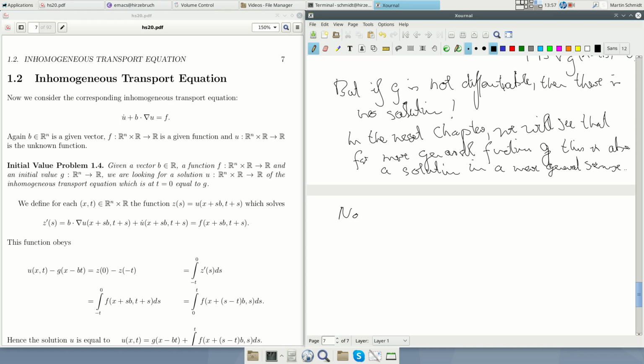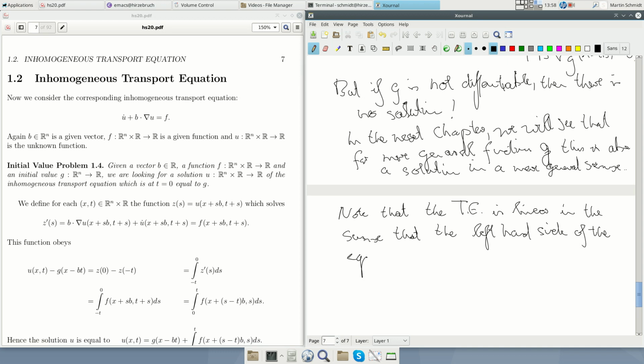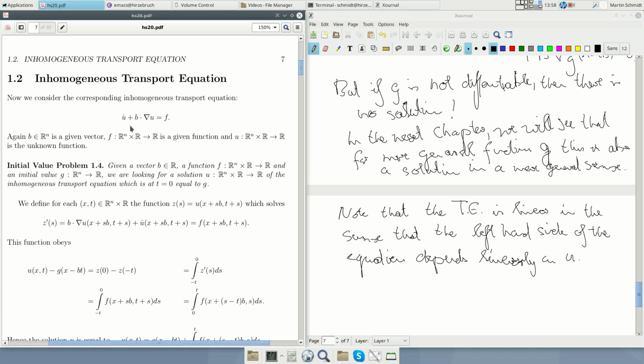Please note that the transport equation is linear in the sense that the left-hand side of the equation depends linearly on u. Here, this is the left-hand side.